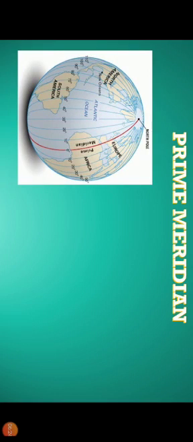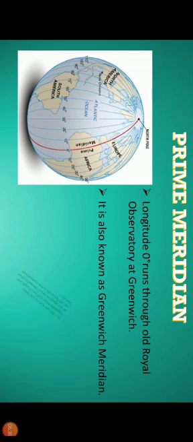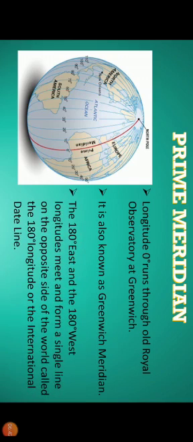Students, can you see the red line passing through the globe? This is 0° longitude, which passes through the Old Royal Observatory at Greenwich near London. It is also known as the Greenwich Meridian. 180° east and 180° west longitude meet and form a single line on the opposite side of the world, known as 180° longitude or the international date line.